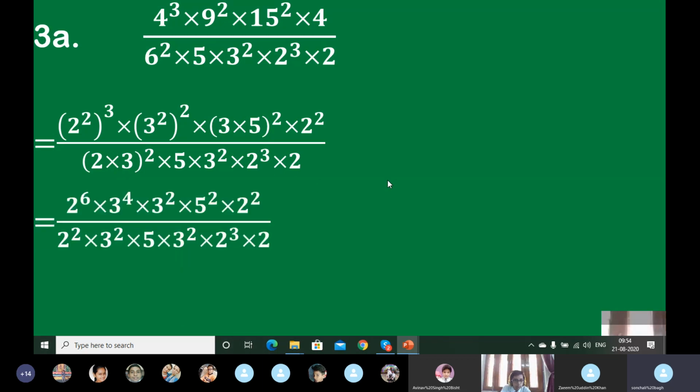So what happened? See, 2 threes are 6, power of power. 3 threes are 4 copied. 3 to the power 2, multiplied by 5 to the power 2, multiplied by 2 to the power 2. Now come to the denominator section. 2 to the power 2 multiplied by 3 to the power 2. Rest copied because they were already in the exponential form. Any confusion here?